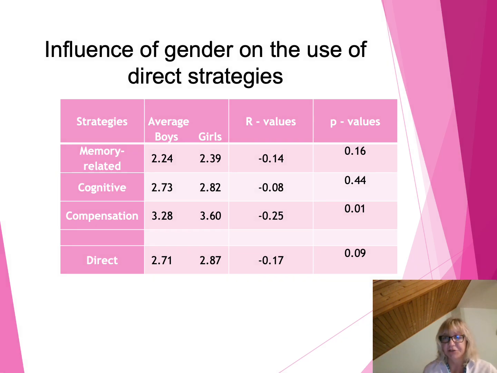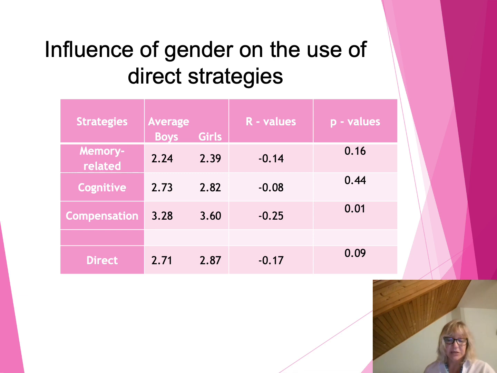Focusing on the influence of gender on the use of direct strategies, let's focus on this table, which shows deeper insight. The statistical dependence between the two variables, gender and monitored direct strategies, is detected using Spearman's correlation coefficient. The frequency average values show that girls use direct strategies generally more than boys. It's visible from the average values: in case of boys 2.71 and in case of girls 2.87.